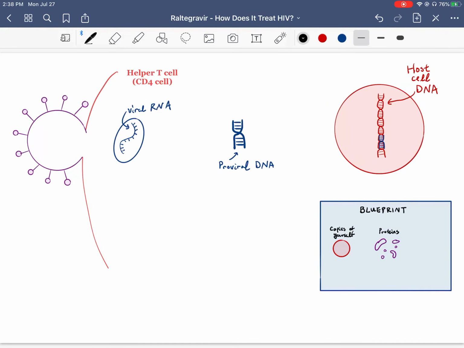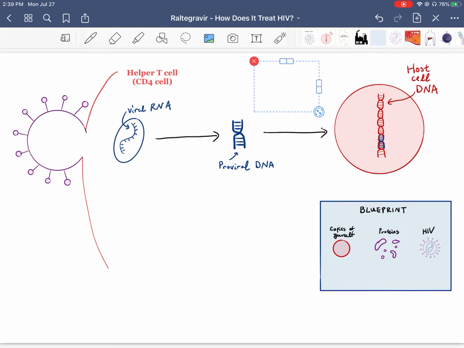Remember that the viral RNA is first converted to the double-stranded proviral DNA. The proviral DNA is then what gets directly integrated into our host cell DNA. This contaminates our cell's blueprint by adding instructions on how to make HIV. Well, how does the proviral DNA actually get into our DNA? The process of inserting the proviral DNA into our own DNA requires an enzyme known as integrase.